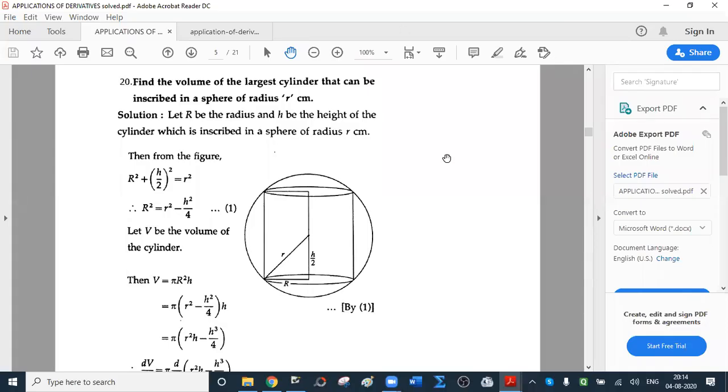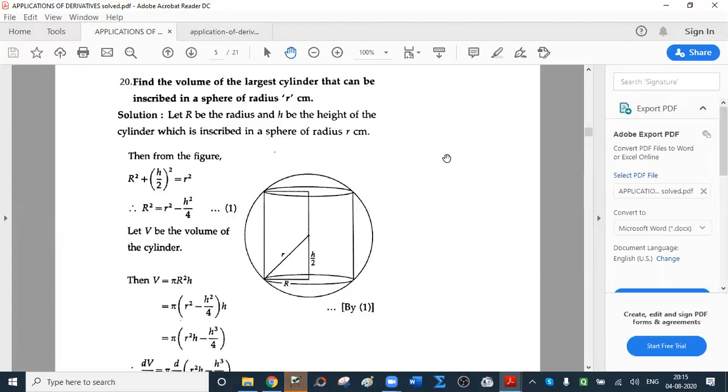Okay, now sum number 20. Find the volume of the largest cylinder that can be inscribed in a sphere of radius r centimeter. Let R be the radius and h be the height of the cylinder which is inscribed in a sphere of radius r centimeter. Now from the figure, capital R square plus (h by 2) square equals small r square. See, what is small r? Small r is the radius of the sphere. And what is capital R? It is the radius of the base circle of that cylinder which is inscribed.